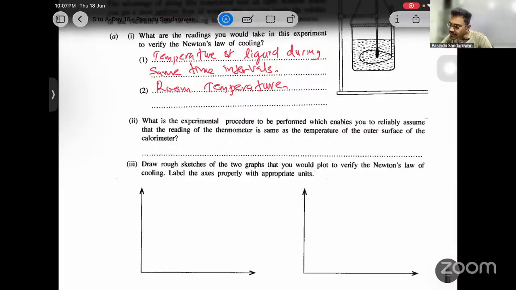What is the experimental procedure to be performed which enables you to reliably assume that the reading of the thermometer is the same as the temperature of the outer surface of the calorimeter? We have to stir well. When we stir well, a uniform distribution of temperature is ensured. The only option is to stir the water well.